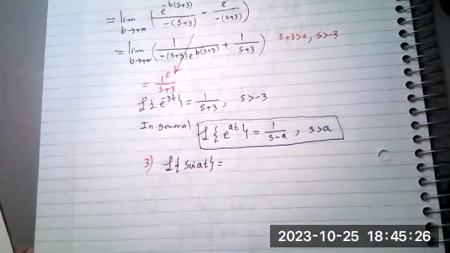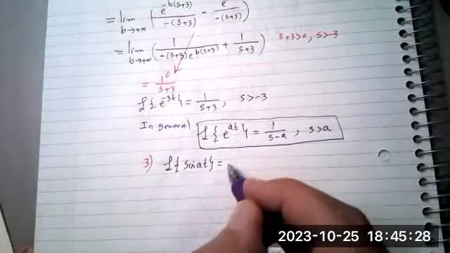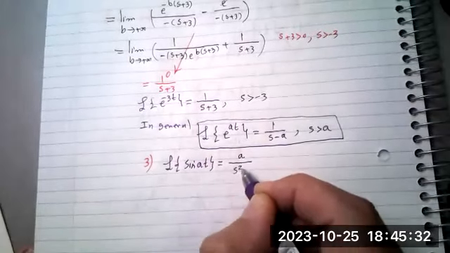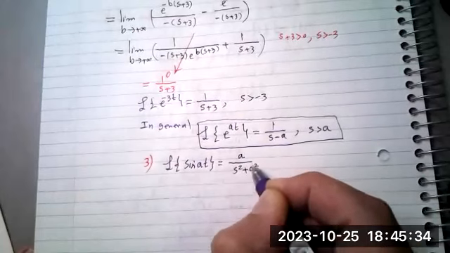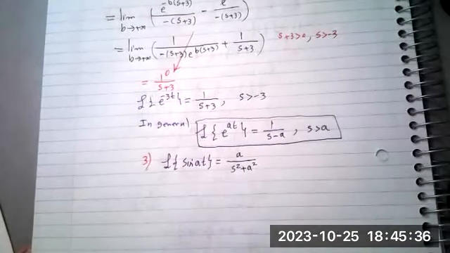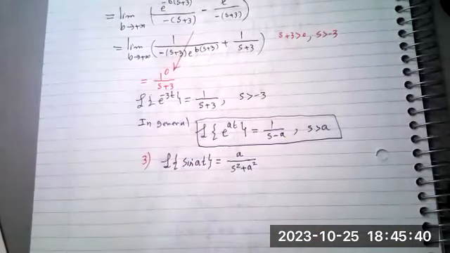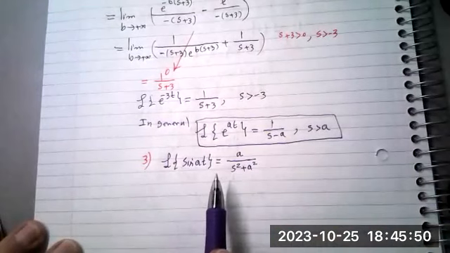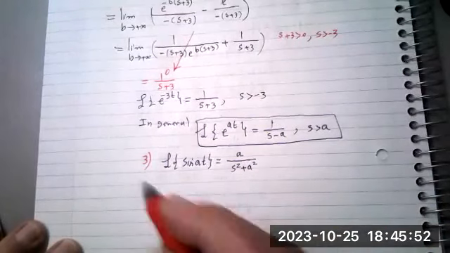Okay, are you ready? This is it. This will be a over s squared plus a squared. That is for the sine. Very easy to memorize. The condition, I think s must be bigger than a. I don't remember, then I check it. This is the sine. So the other one is cosine.